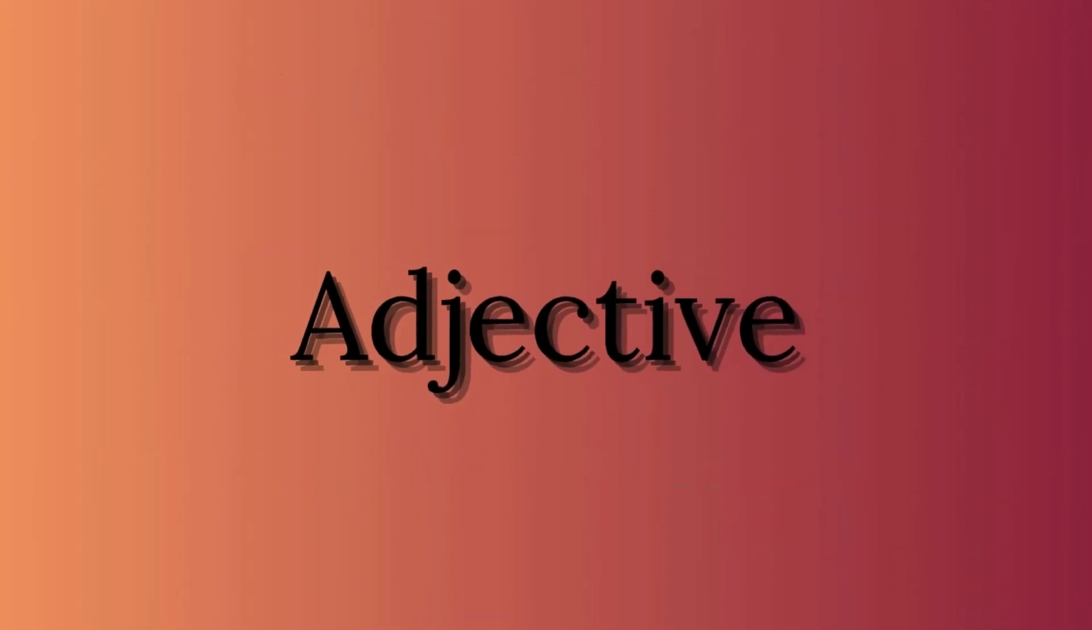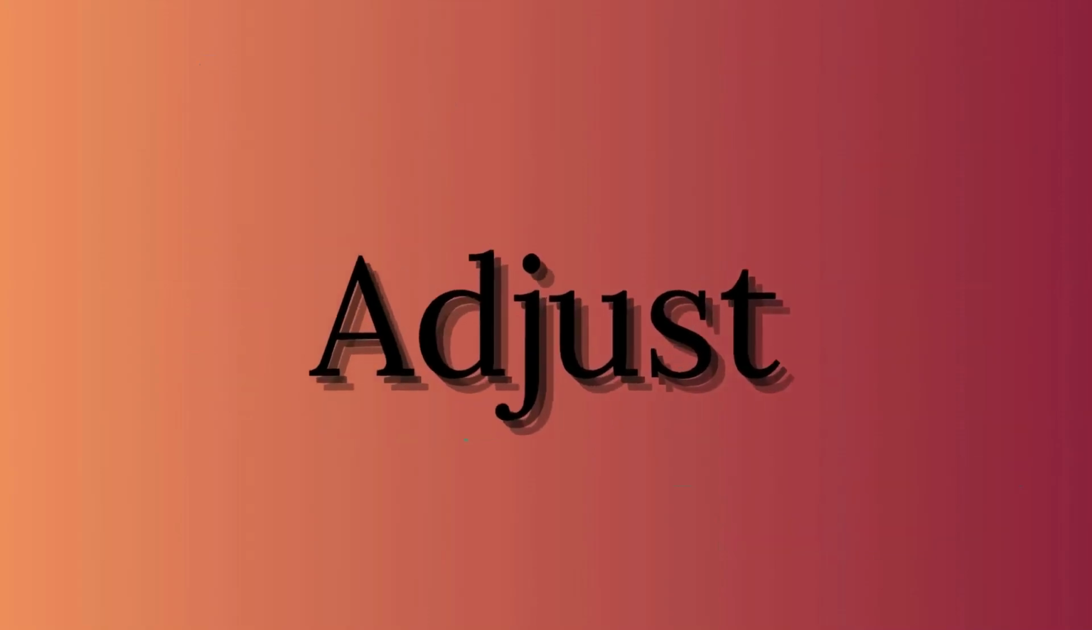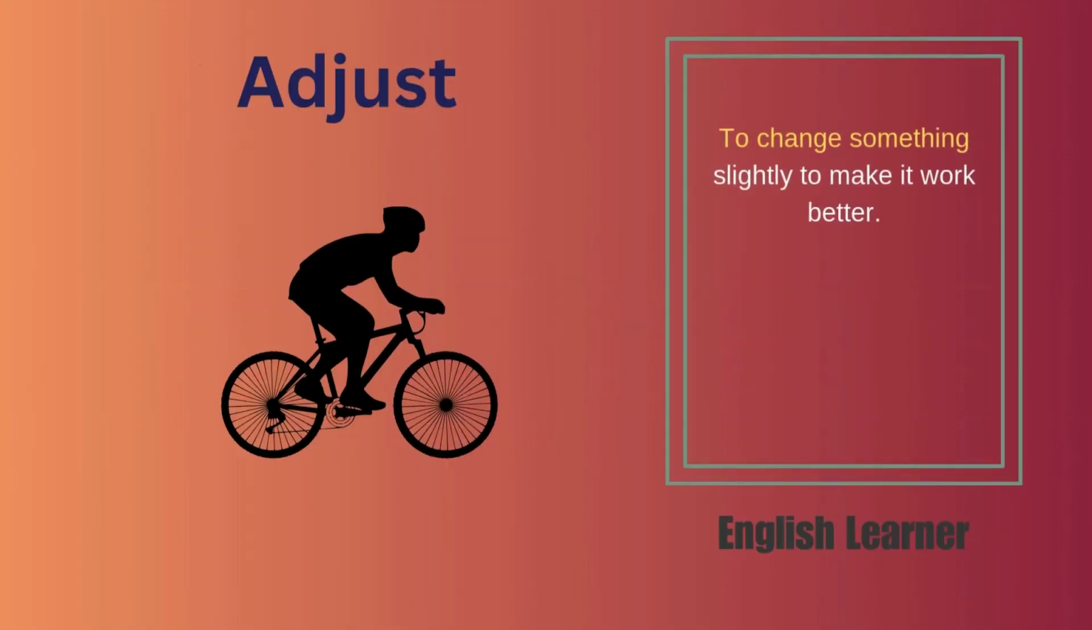Adjective. A word that describes a noun. Example. In the sentence, the tall tree, tall is an adjective. Adjust. To change something slightly to make it work better. Example. I had to adjust my bike seat so it was more comfortable.